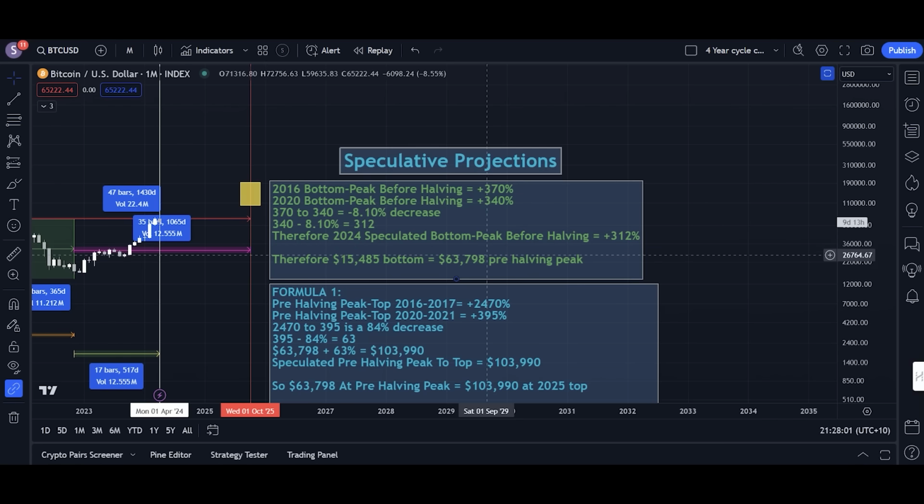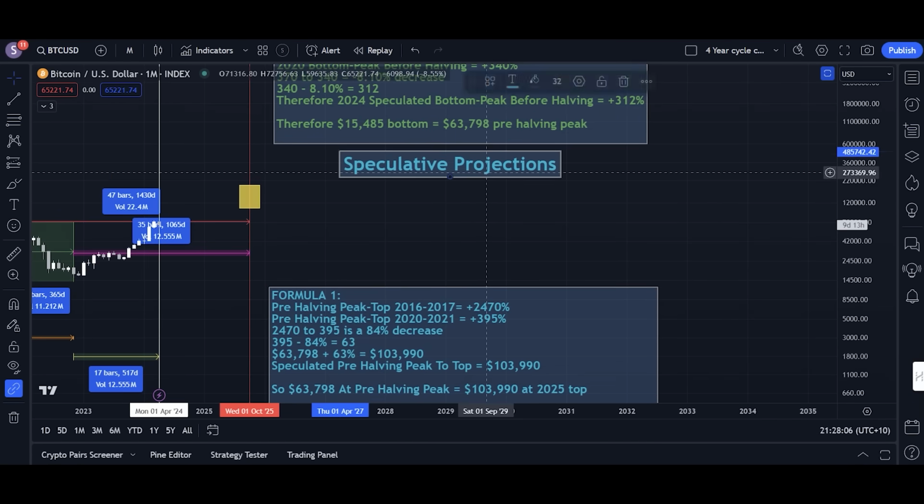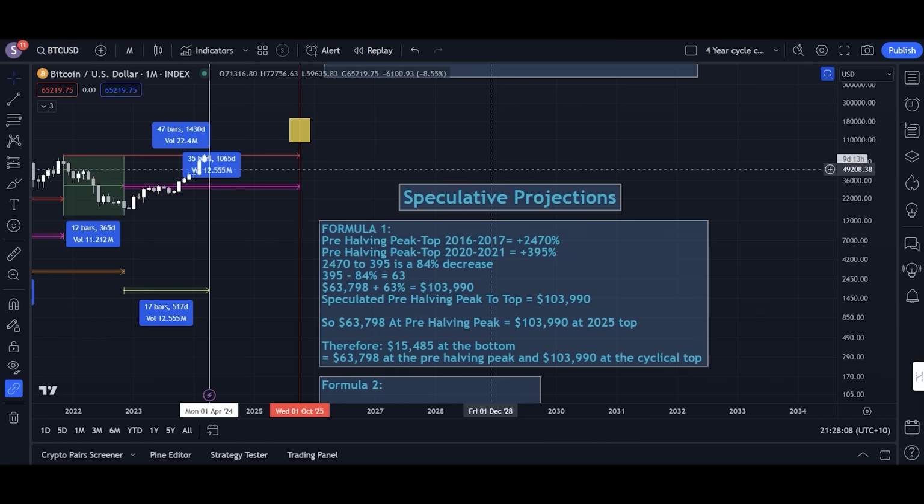We saw a 63.2K halving price. Very, very accurate there. So I'm just going to leave it there for now. I'll move it above, but now we're going to get into the formulas that predicted the top price, okay?